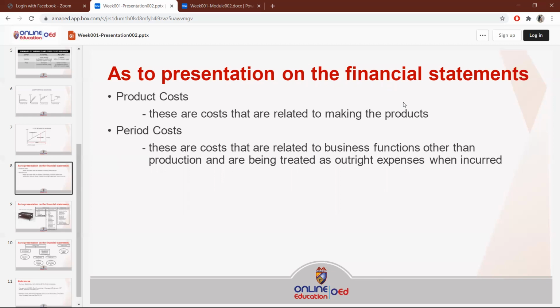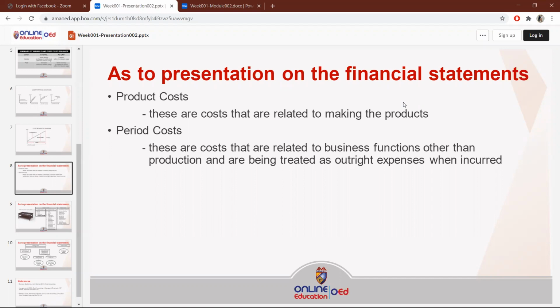Okay, so what are these two costs? Product cost: these are costs that are related to making the products. So it's part of cost of goods sold, as I have mentioned earlier. It's like the direct materials and the direct labor. So it's part of the production. We can also include overhead that is directly related to the production.